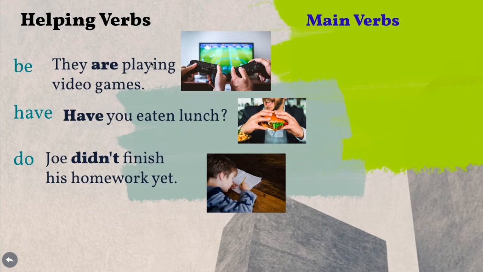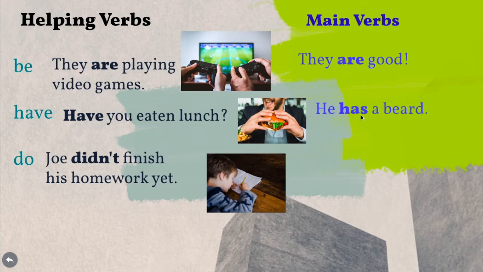That means they come with another verb. But these verbs can also be main verbs, like we see here. So here, they are good. These people playing video games. You don't see another verb here. That means are is the main verb.